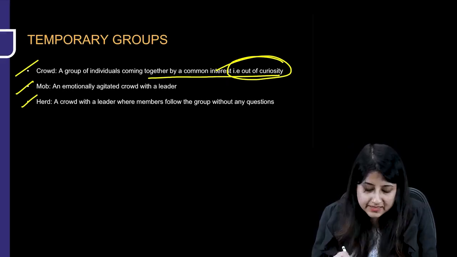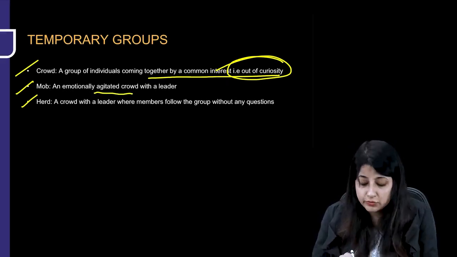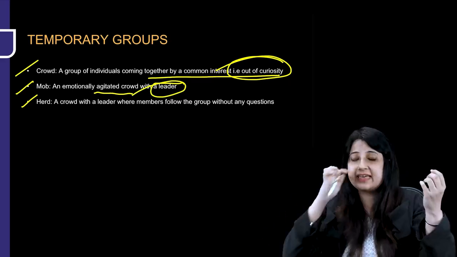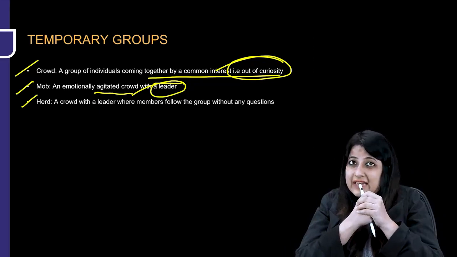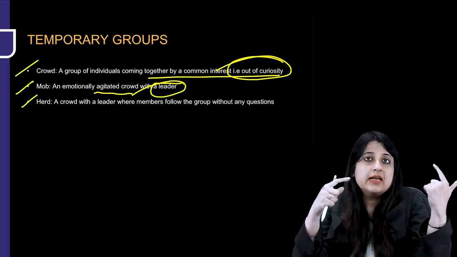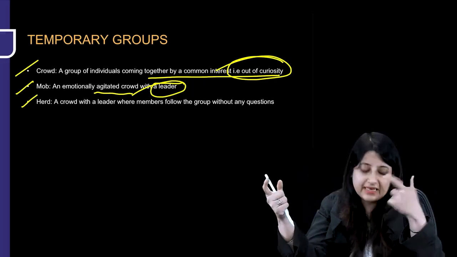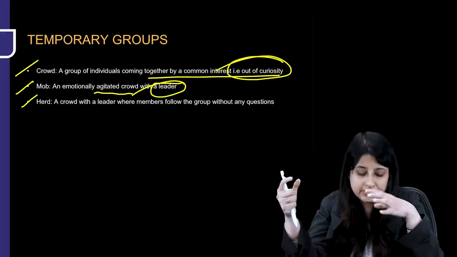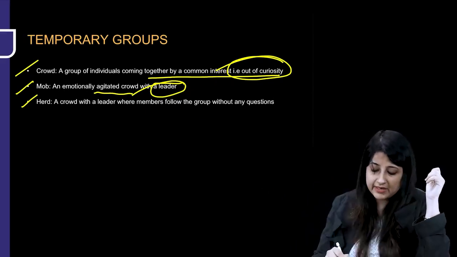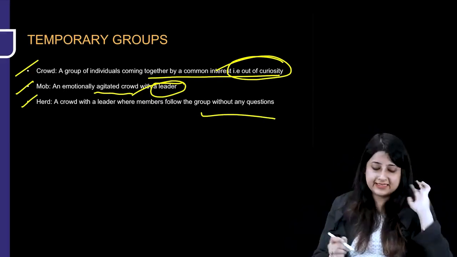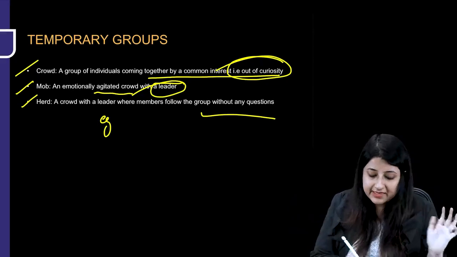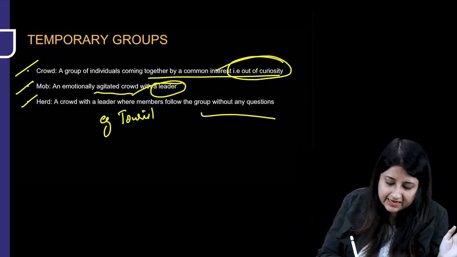Mob is an emotionally agitated crowd with a leader. Please remember, mob has a leader and is emotionally agitated. Like in the emergency, a patient dies, the relative of the patient gets emotionally agitated and also influences the other people there. That is mob, and comes to argue with the doctor. Herd is a crowd with a leader, but members follow the group without any questions. Example of herd, it's not very emotionally related, but an example is a tourist guide.